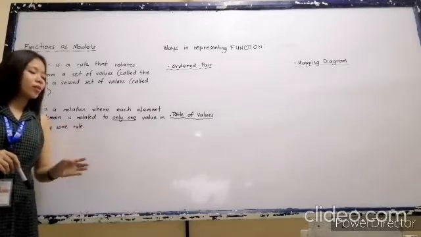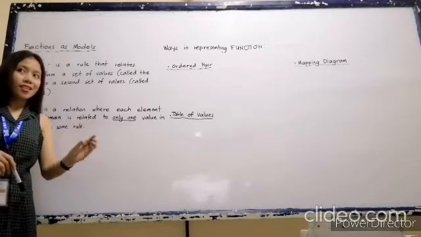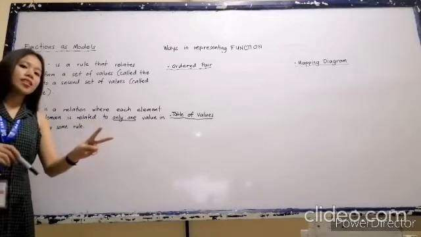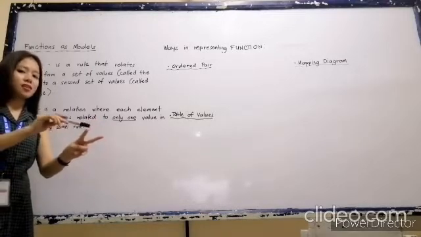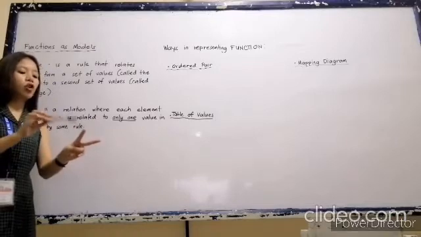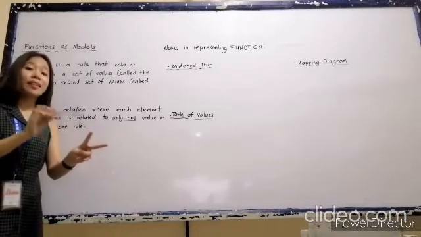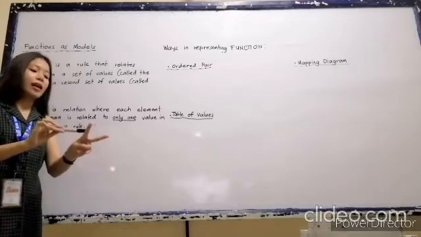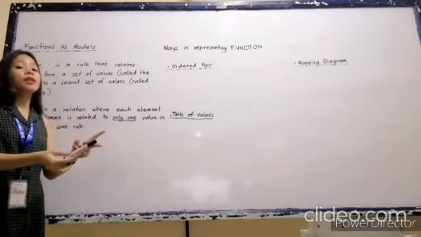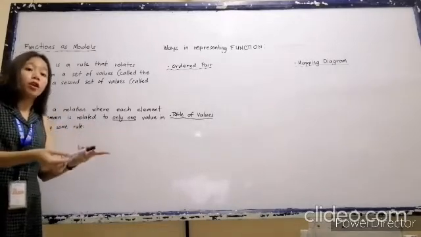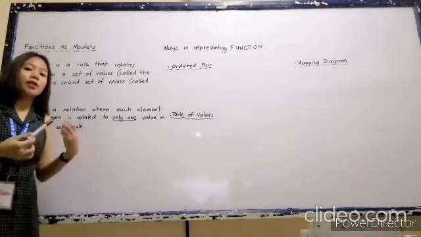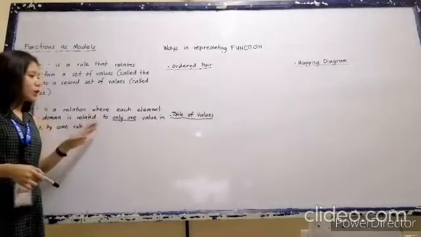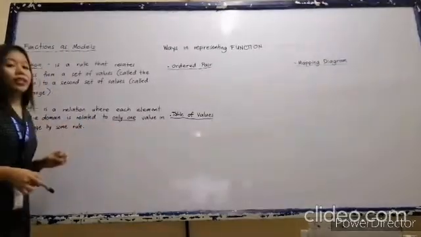Again, class, when we say relation, it is the connection of two particular values considering our domain and range. The domain is the input, the independent variable, always represented by the variable x. And the range is the dependent variable, always represented by the variable y. So let's have now the next concept.